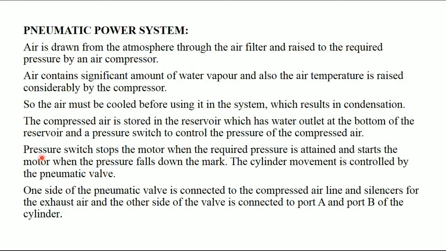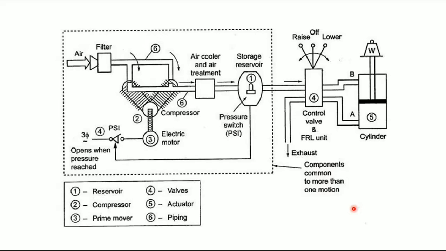The pressure switch stops the motor when the required pressure is attained and starts the motor when the pressure falls below the mark. One side of the pneumatic valve is connected to the compressed air line and a silencer for the exhaust air, and the other side of the valve is connected to port A and port B of the cylinder. So this is the construction of a pneumatic system. Here the pump is replaced by a compressor. The remaining components are almost similar to the hydraulic components.